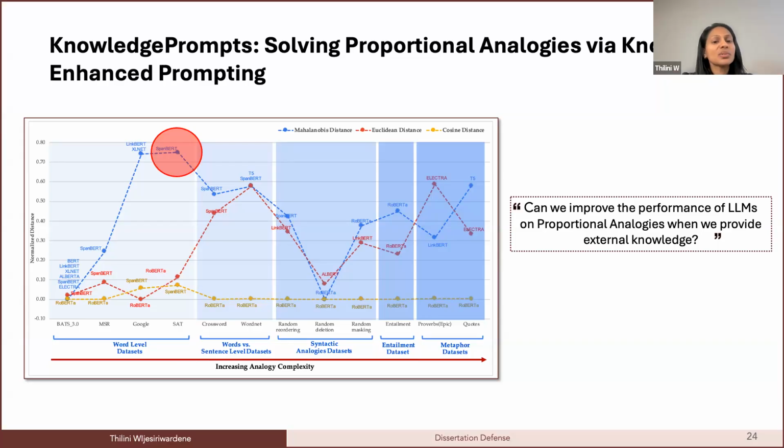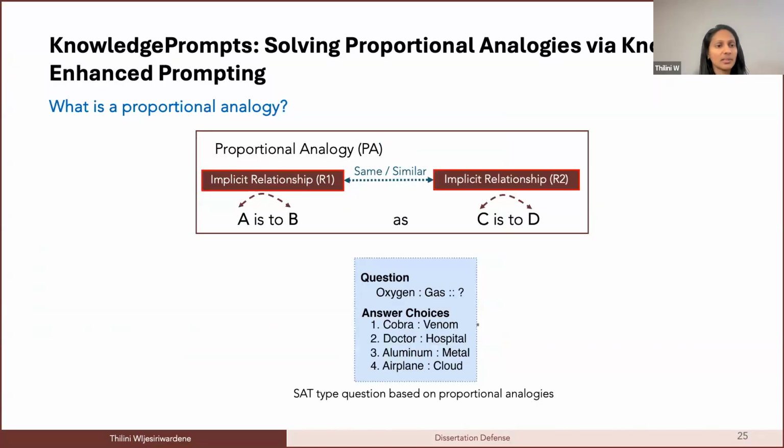The question we asked is, can we improve the performance of LLMs on proportional analogies? This is in the domain called proportional analogies, and can we improve the performance on those when we provide external knowledge? So let's look at what a proportional analogy is. You probably would have seen this type of question. These mainly come from SAT questions that are used to evaluate linguistic abilities of students.